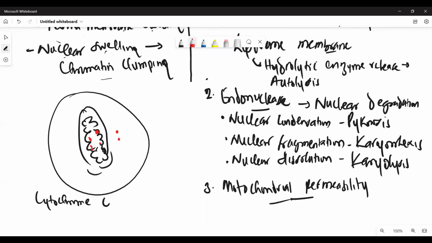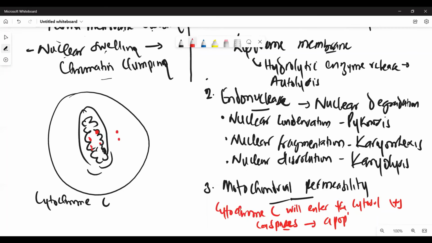So because of the mitochondrial permeability, right, the cytochrome C will now enter the cytosol, and that will lead to activation of what we call caspases, right? And these caspases are also cytosolic proteins, and that can lead to apoptosis, which we'll also talk about in our next lecture, right?